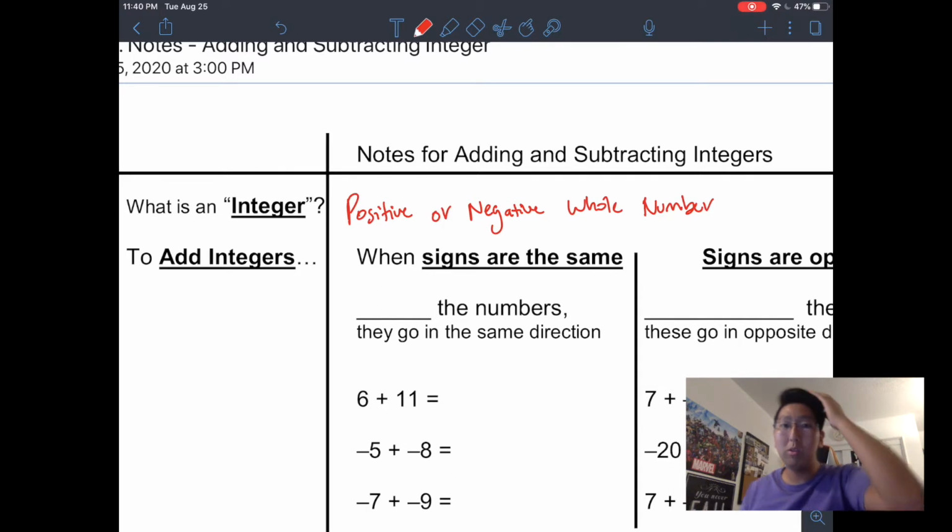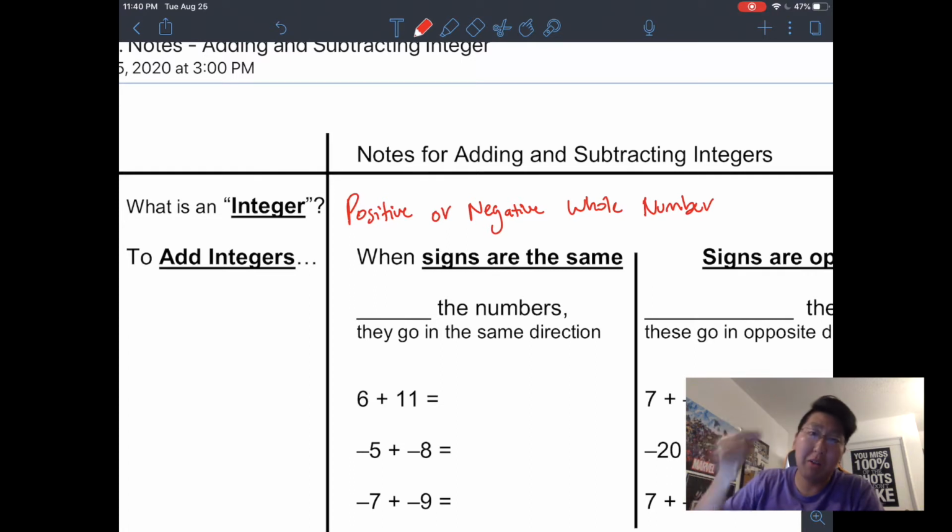And whole numbers are numbers that are not fractions or decimals. So they're numbers that are whole. 1 is a whole number. 2 is a whole number. It's not 2.5. See the difference here? Whole numbers are numbers that are whole. They're not a part of a number, basically. So what is an integer? They're going to be positive or negative numbers, and they're whole numbers. Okay?